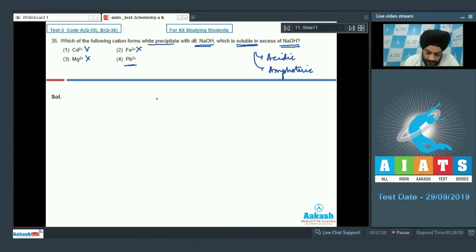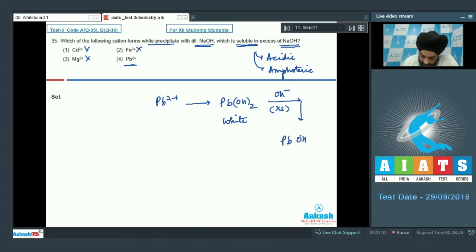So lead plus 2 will first form Pb(OH)2, which is a white precipitate. And upon addition of excess OH minus, we're going to have the formation of the complex [Pb(OH)4] 2 negative. Okay. So students, for this question, we have to mark the correct answer as option 4.